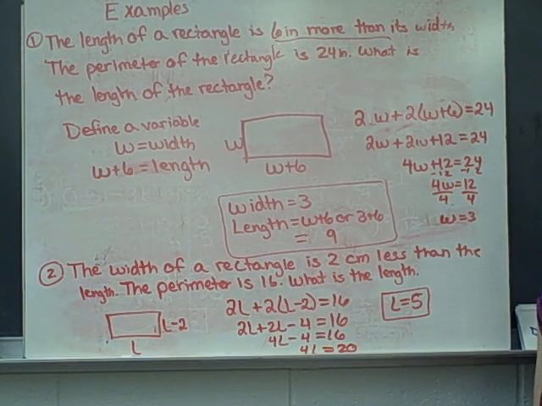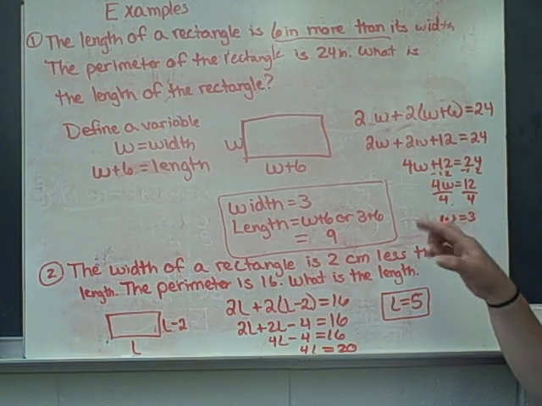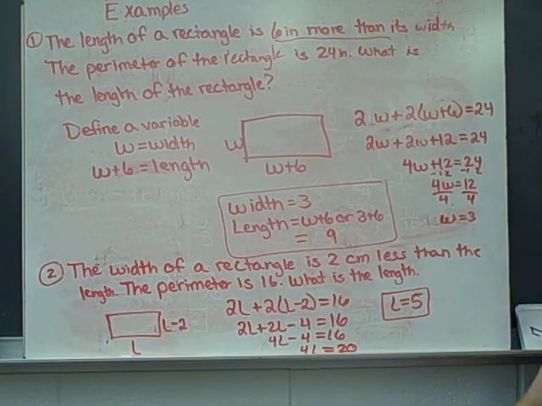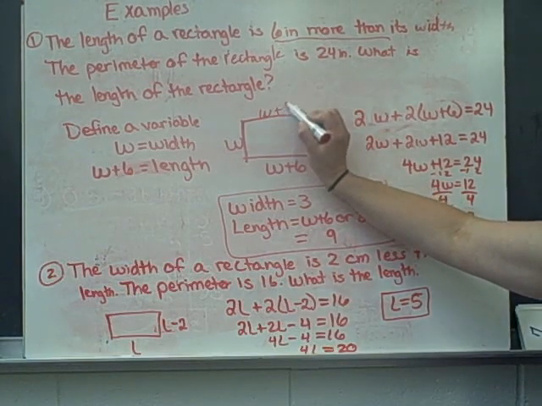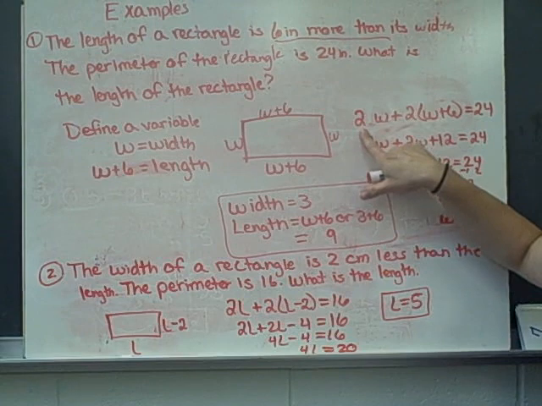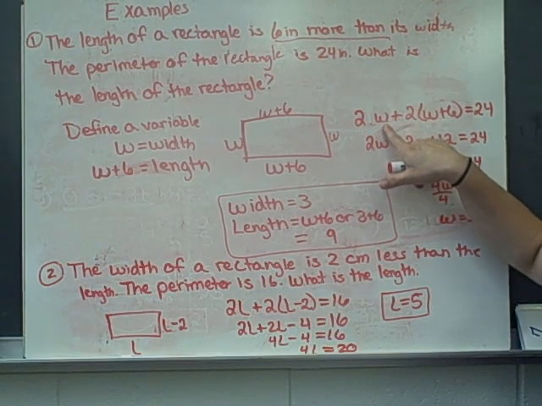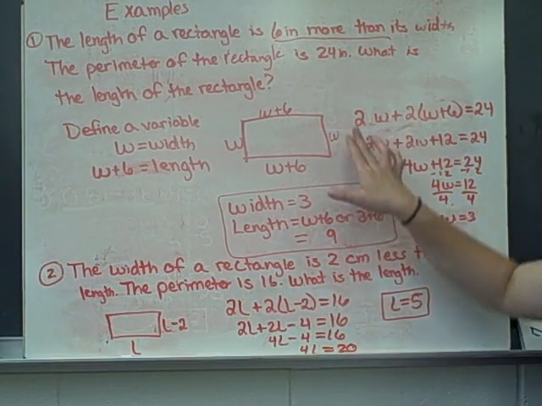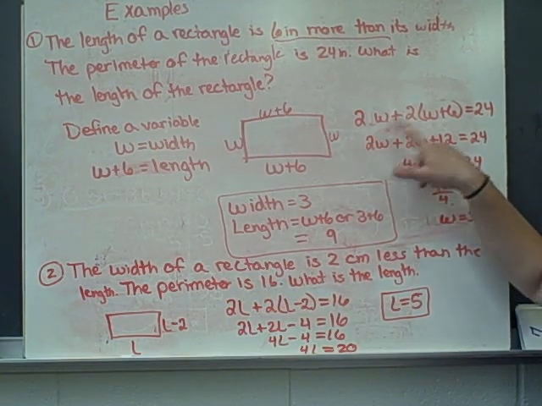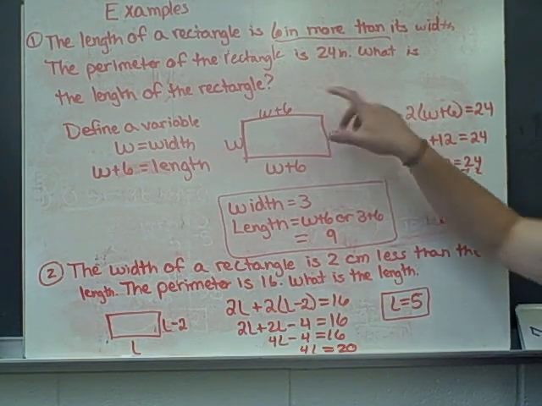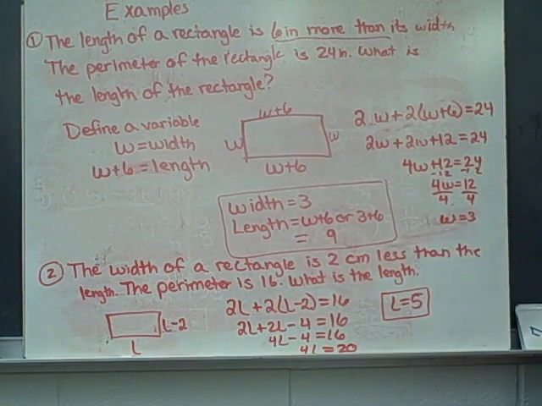They are asking for the perimeter of the rectangle. So perimeter is done by adding up all the different sides. So we could say that this is W and this is W plus 6. So we have 2 times W, because we have 2 sides here. So 2 times W plus 2 times W plus 6. That should give me all the lengths of my sides, and it should total out to be 24.